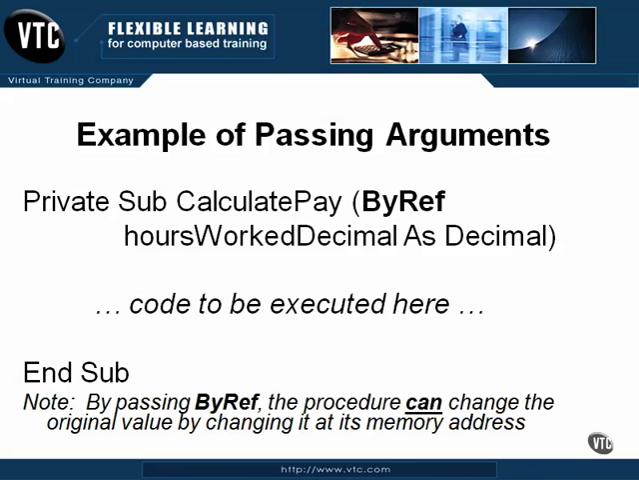However, when you pass the same data by reference, in this example we have the variable hoursWorkedDecimal as decimal being passed by reference, we are now allowing the procedure to change the original value by changing it at its memory address. Remember, the default is to be passed by value. You want to take care when you pass data by reference since you're allowing the possibility of the original data to be changed. But oftentimes this is what you might want to have done.